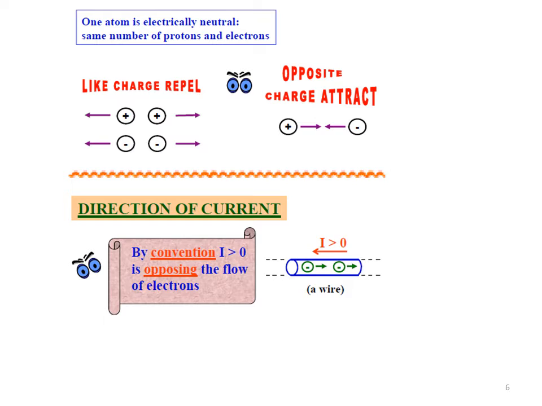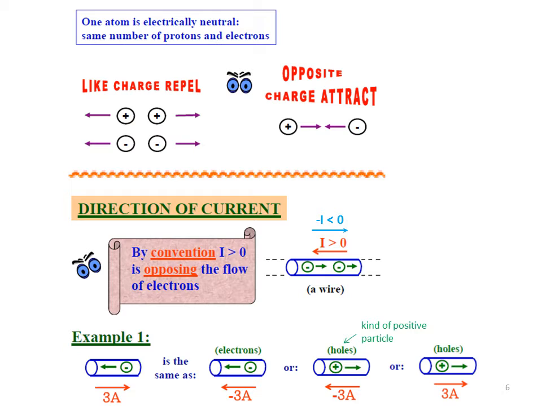Okay, now we will learn about the direction of the current. By convention, the positive current is opposing the flow of electrons. Okay, let's look at the example. We have electrons moving from the left to the right. It means we have a positive current I with direction from the right to the left. And it's the same in the case of a negative current I, which has the same direction as the flow of the electrons.